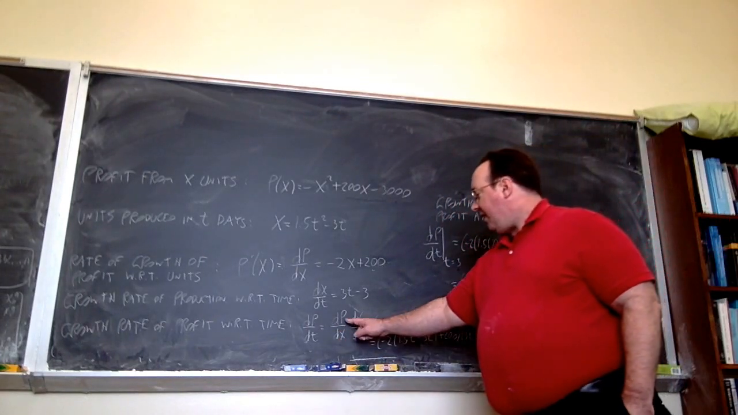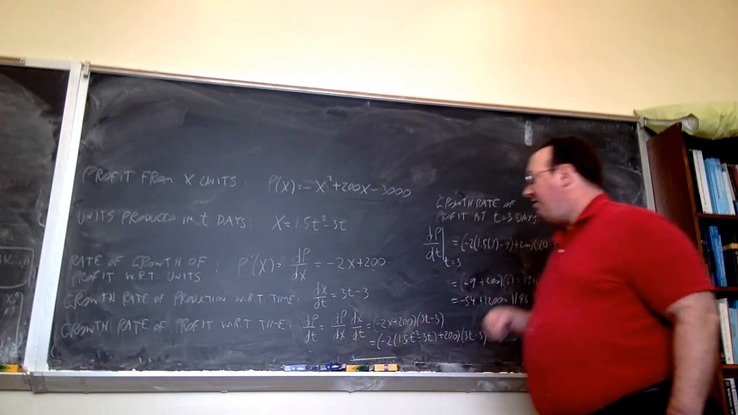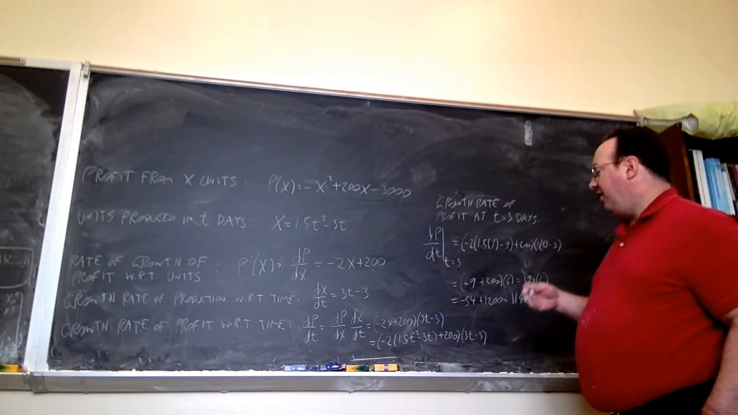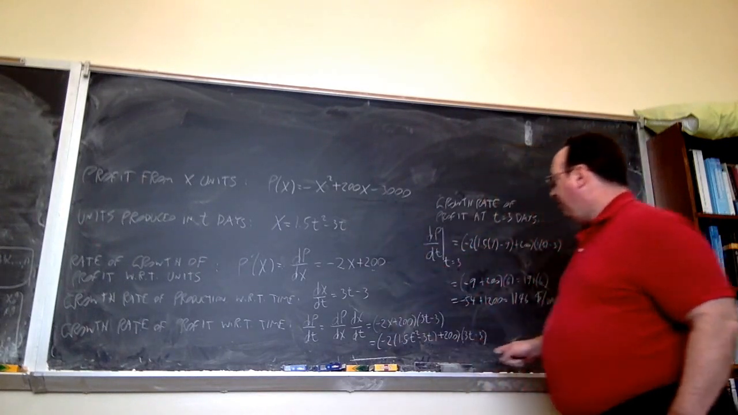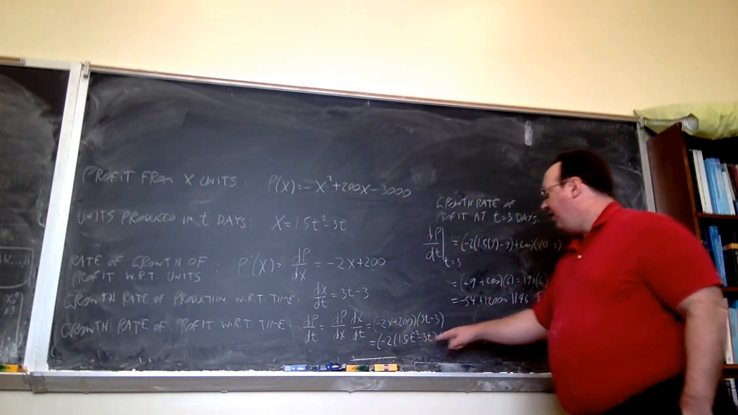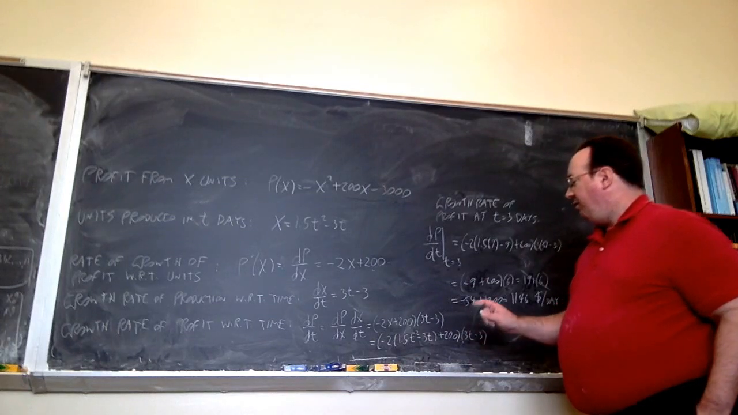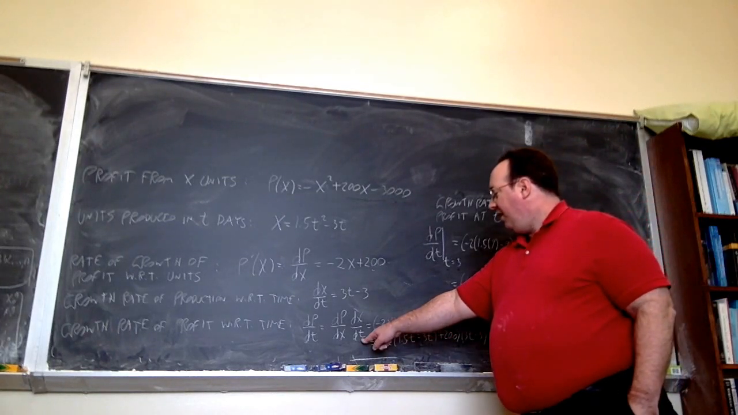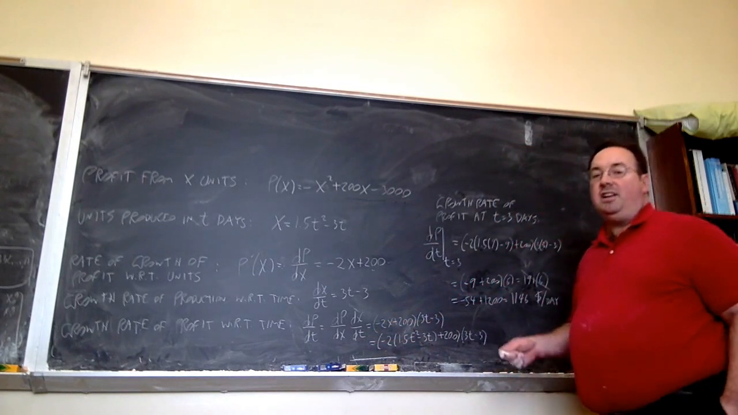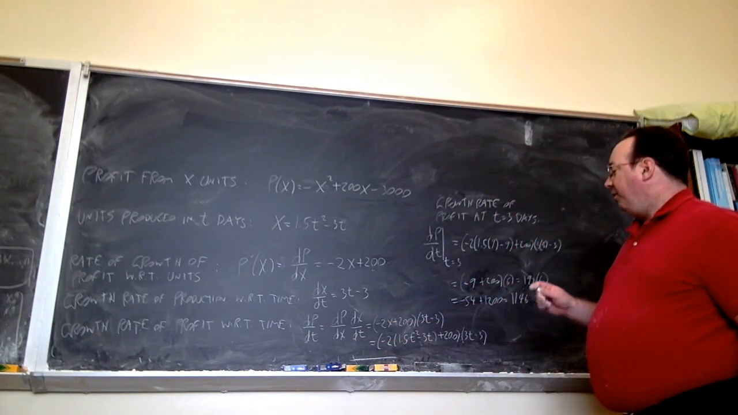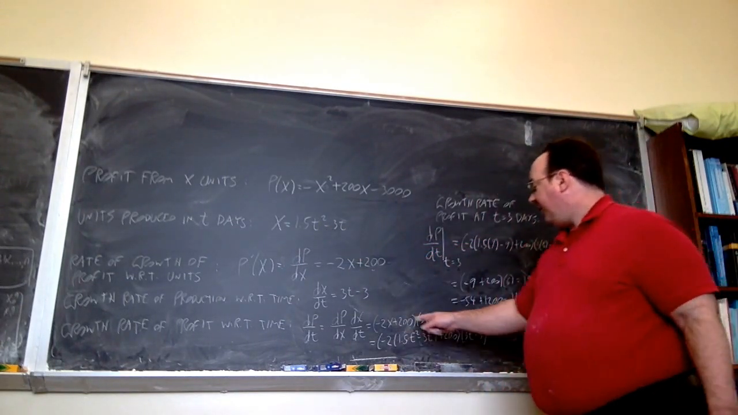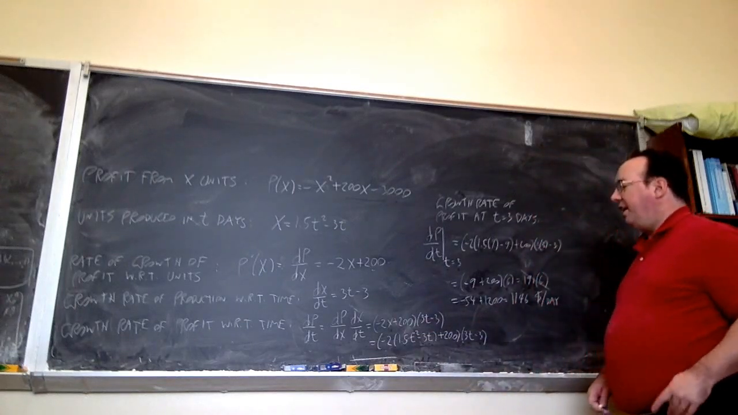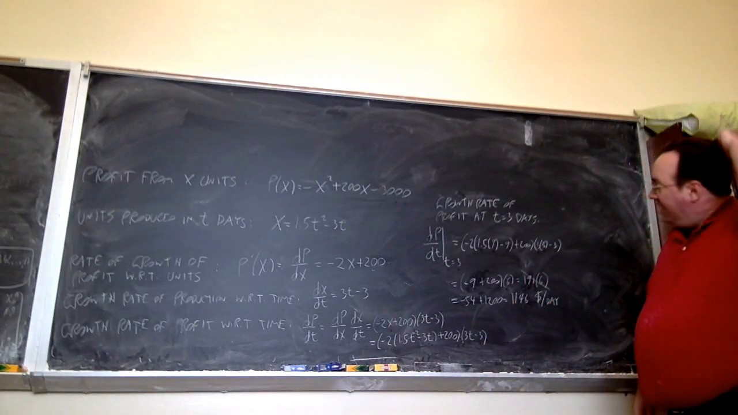So dp dx times dx dt informally cancels the dx's to give us dp dt. So you compute the derivatives of the individual functions, multiply them together, but make sure that your ultimate independent variable t, that everything in your answer is in terms of t. So whatever inner function you have, make sure to substitute that in here to make sure that your answer is in terms of the correct variable.